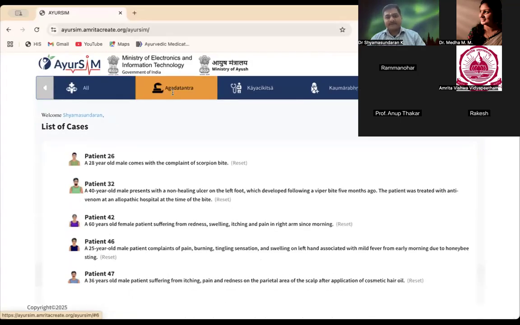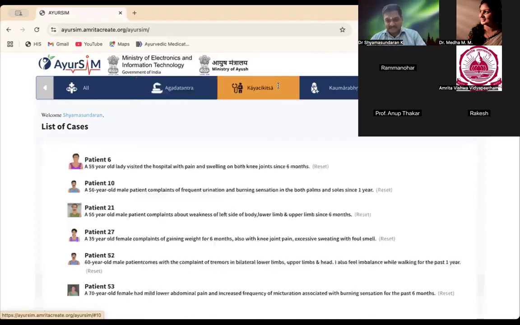Or if you want to see only Agada Tantra, some teachers may assign only their department cases to their students to see how they are performing. So teachers can assign Agada Tantra cases or Kaya Chikitsa cases like that. So that option is also there.